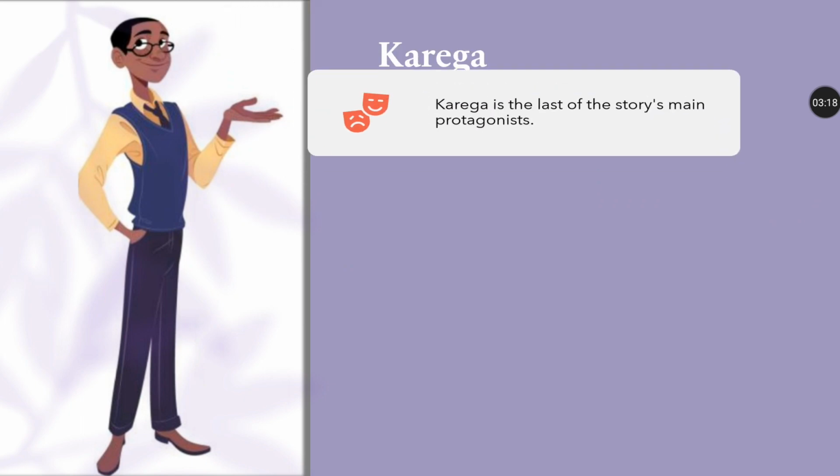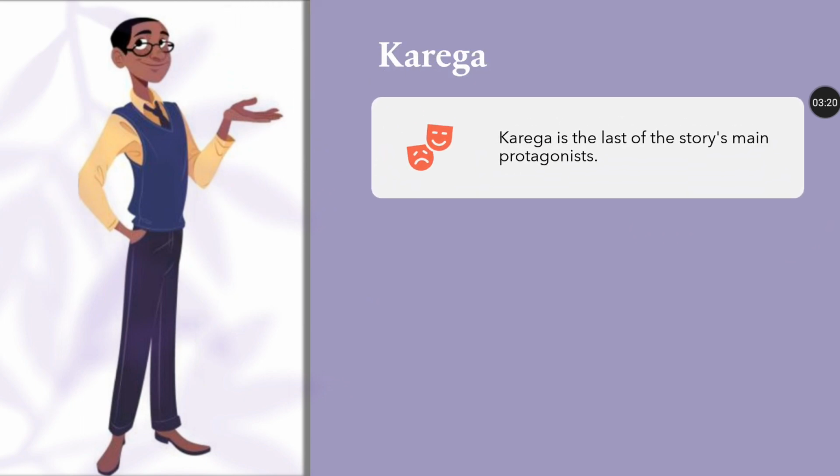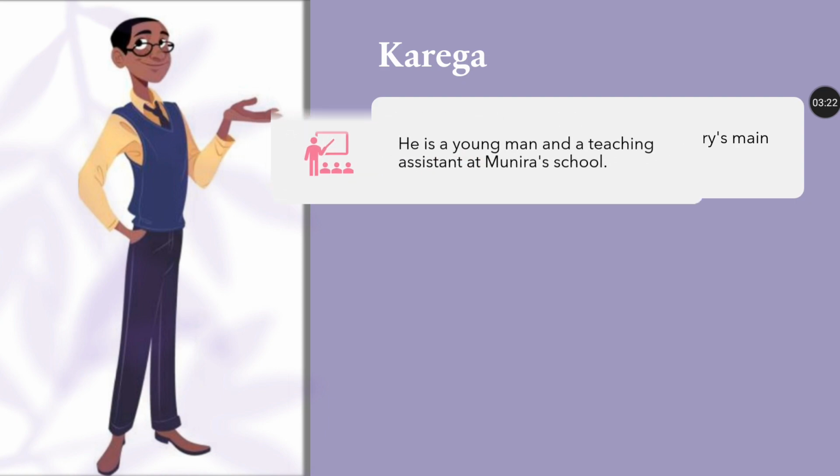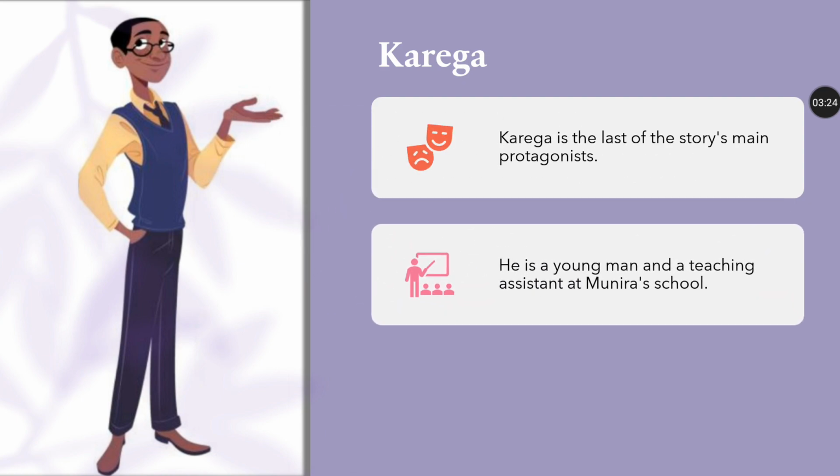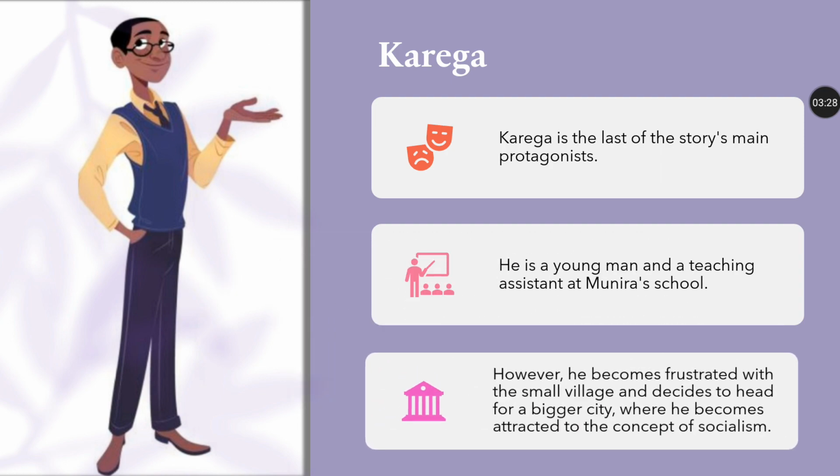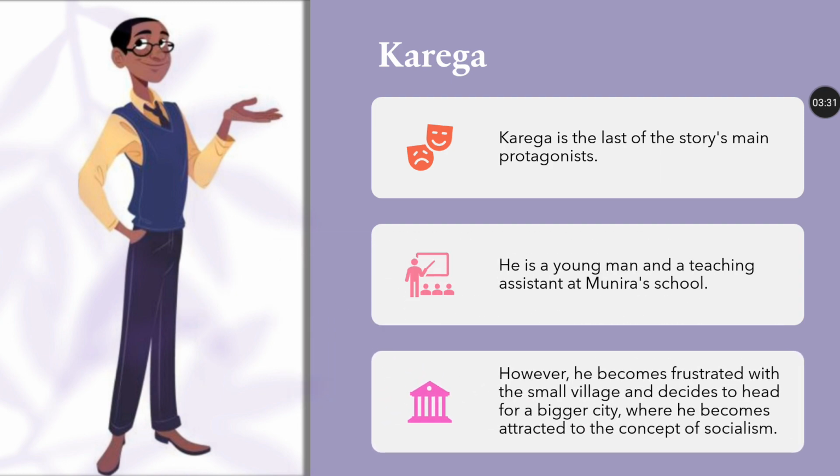Karega is the last of the story's main protagonists. He's a young man and teaching assistant at Munira's school. However, he becomes frustrated with the small village and decides to head for a bigger city, where he becomes attracted to the concept of socialism. And I want you to revise my sheets that we took in the session about the difference between socialism and capitalism.